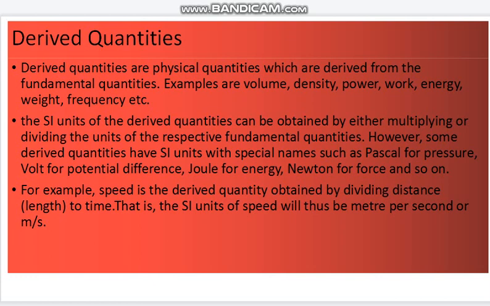Example, volume. The unit of volume is meter cubed. Density we obtain by dividing mass by volume. So it's gram per centimeter cubed or kilogram per meter cubed. Work, energy, weight and frequency, all these are derived quantities.